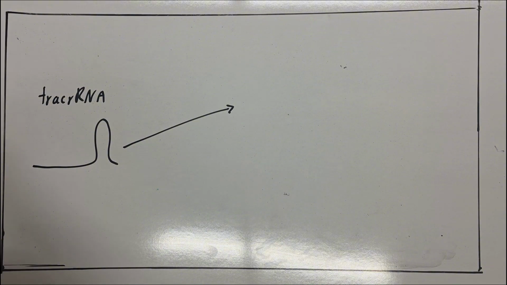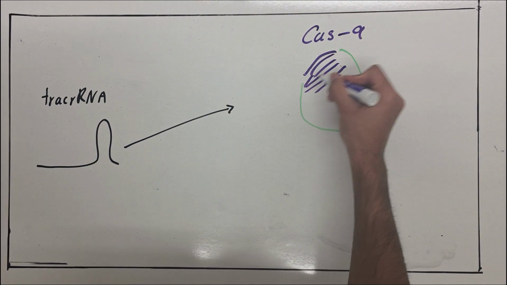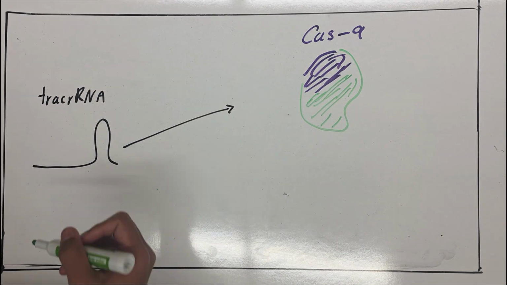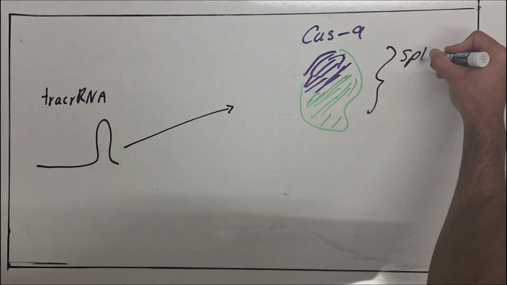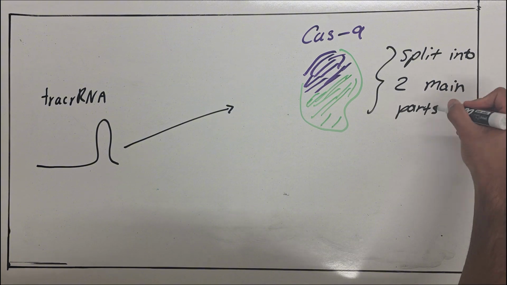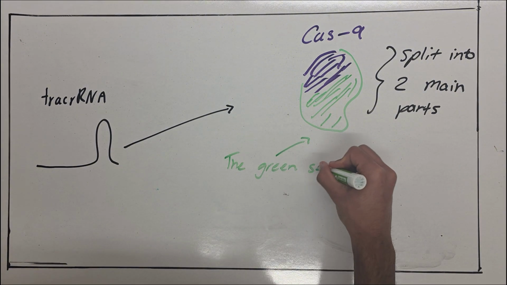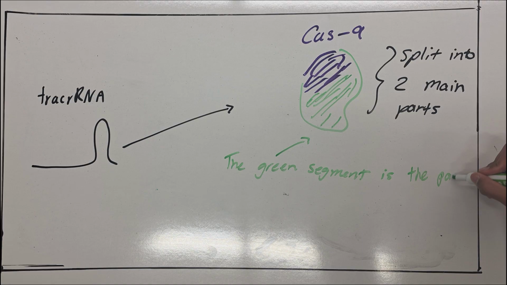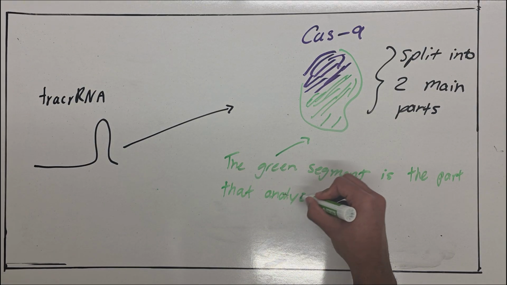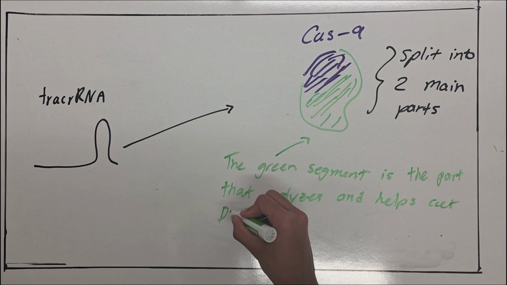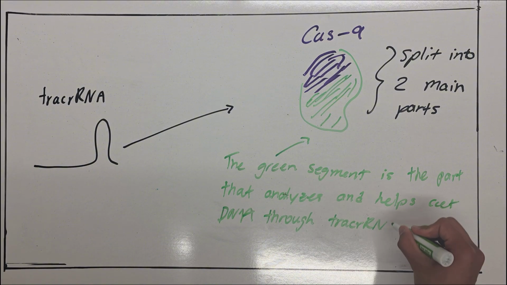Let's take a look at our tracer RNA once again. As a reminder, it consists of viral DNA from the protospacer from earlier. This taken forward, it shows us how important it is within the structure of the Cas9. Let's have a look at it. So here we split into 2 main sections. The second section here in green talks about how it's able to analyze and cut DNA strands from viral DNA.